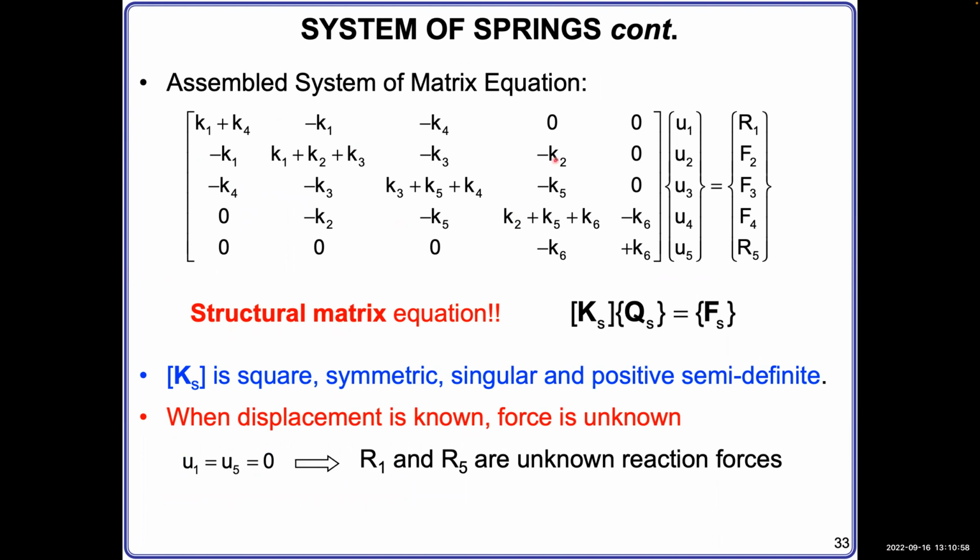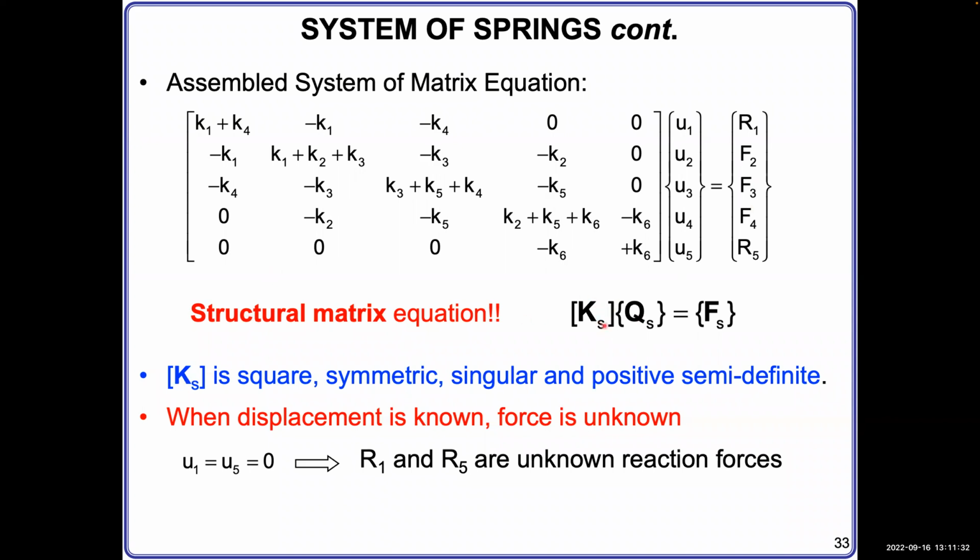And then you see the assembled equation set becomes this way now. On the left-hand side is the same. On the right-hand side, you have all the external forces applied. Some are reaction forces from the wall. Some are no external force applied on the movable objects. So this equation is called a structural matrix equation. This stiffness matrix is called the structure stiffness matrix, and we call it KS.